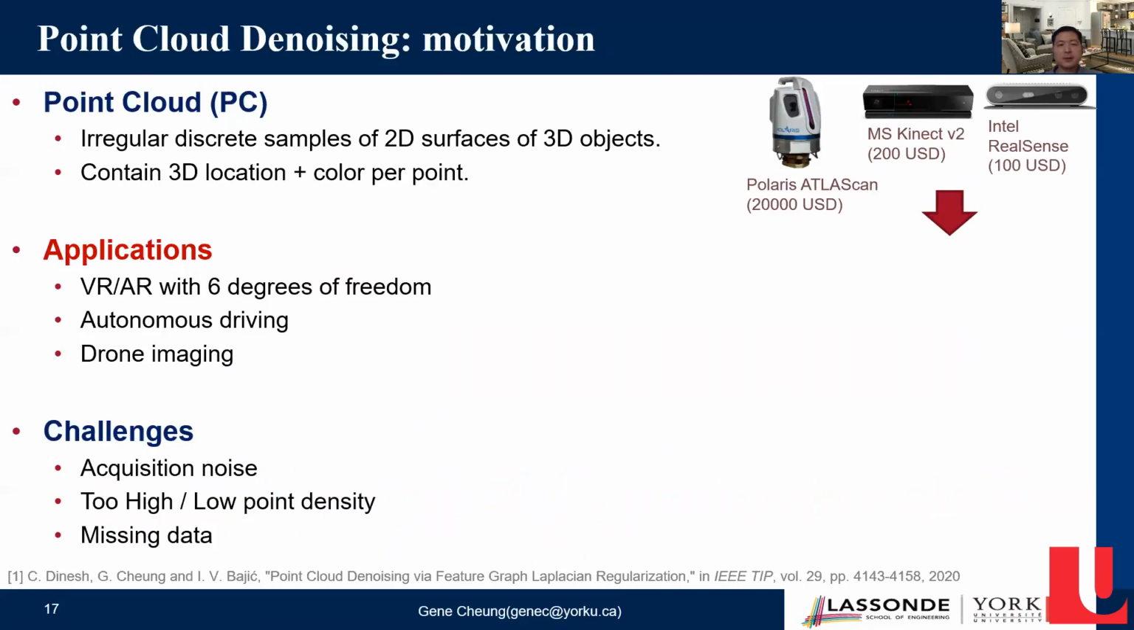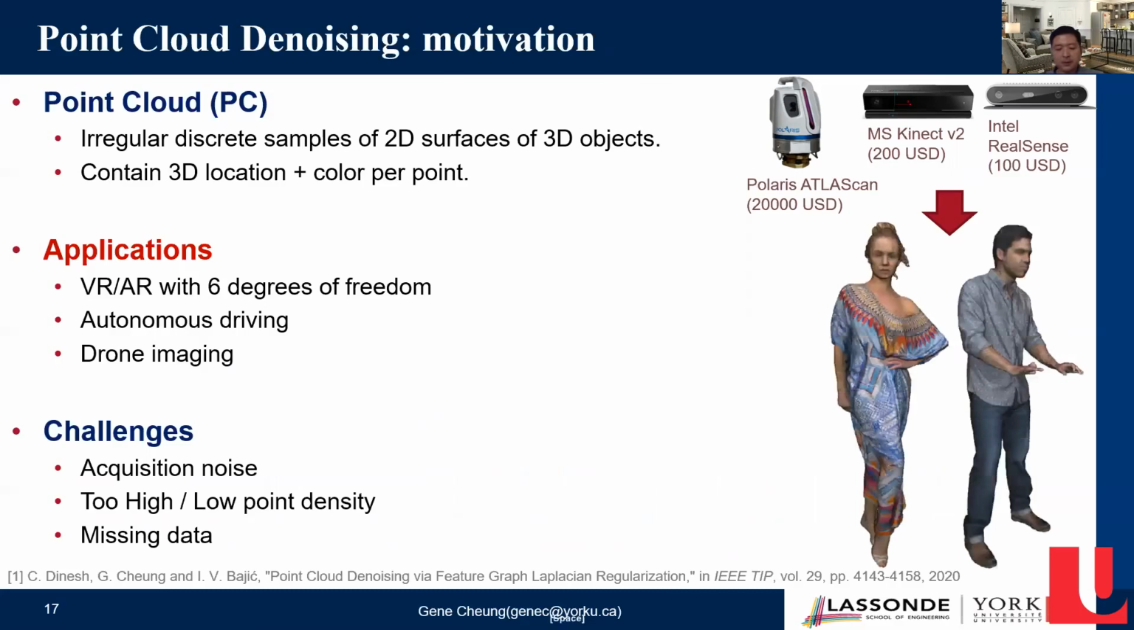Another example of using a graph-based approach for restoration of non-grid media data, in this case, will be point clouds. So what are point clouds? Point clouds are irregular discrete samples of a 2D surface on a 3D object. For example, you have a person, on the person you have skin, and then you have discrete samples that are irregular. A collection of these discrete samples is called a point cloud.